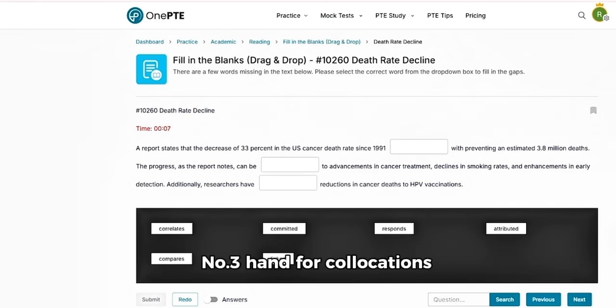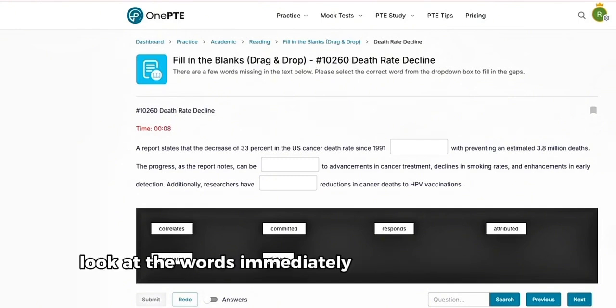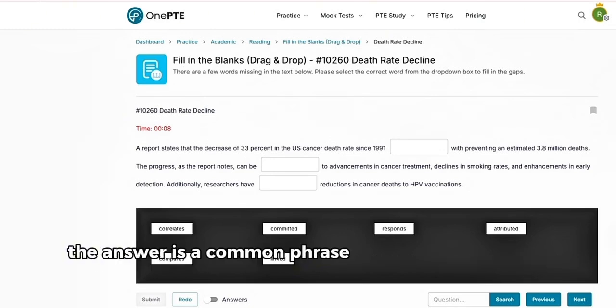Number 3. Hunt for collocations. PTE loves words that live together. Look at the words immediately surrounding the blank. Often the answer is a common phrase or a fixed prepositional collocation.